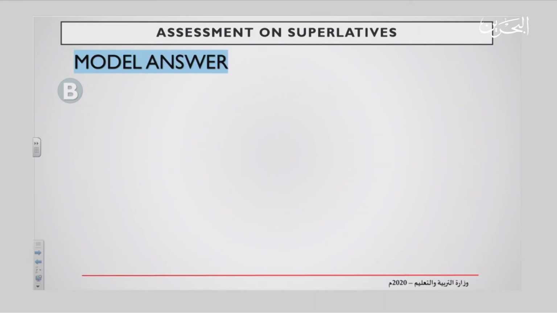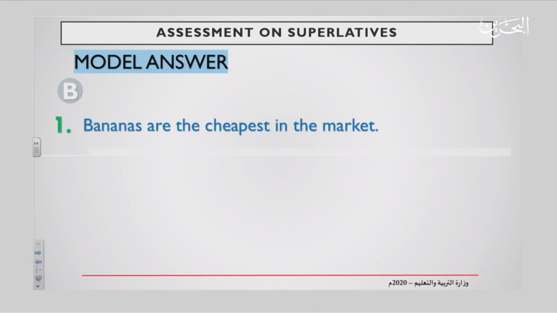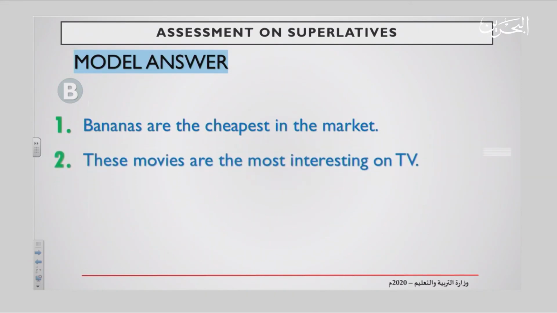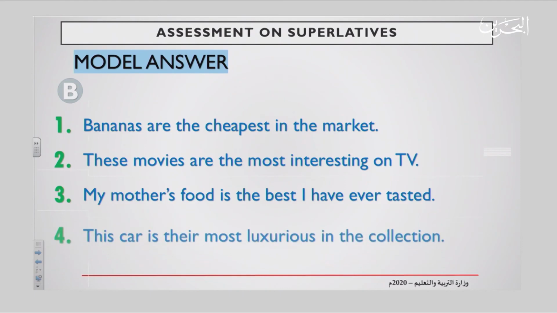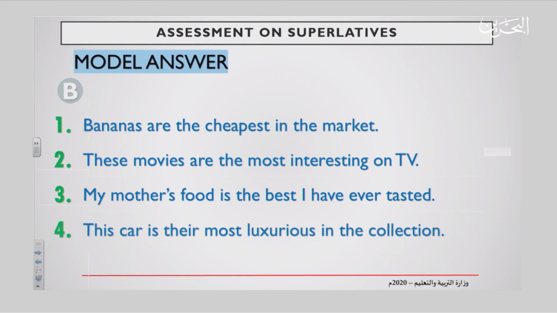The model answer, B. The first one, bananas are the cheapest in the market. Number 2, these movies are the most interesting on TV. Number 3, my mother's food is the best I have ever tasted. Number 4, this car is their most luxurious in the collection.